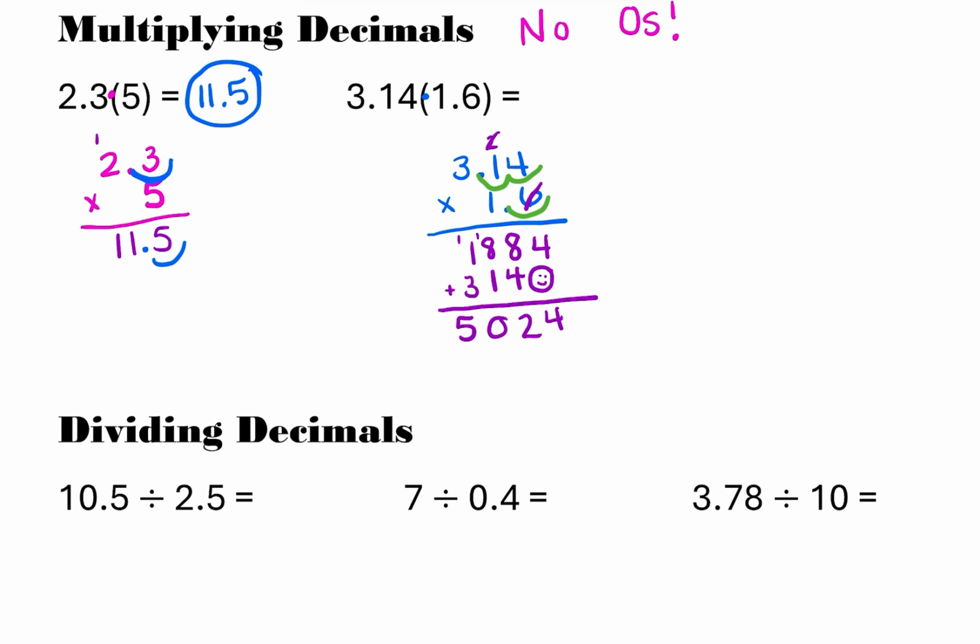We're not finished. Now we have how many hops? 1, 2, 3. So we go from the back and make 1, 2, 3 hops. So my answer is 5.024. You cannot get rid of that 0 because it's in the middle of your answer.